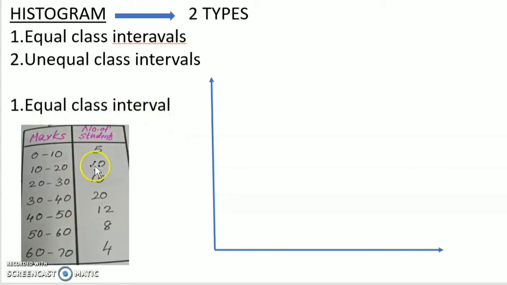Here one example is given. This is marks and this is number of students. And number of students we are always taking as frequency. Don't be confused with that. Number of students is always taken as frequency. Now how can we mark these marks and number of students?